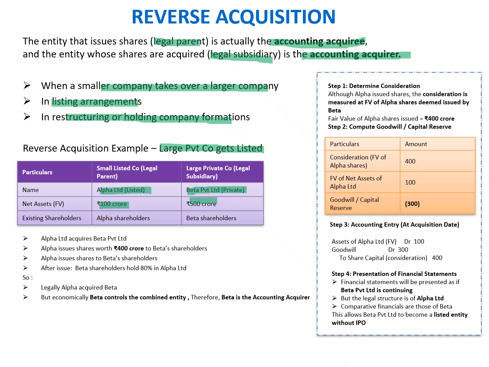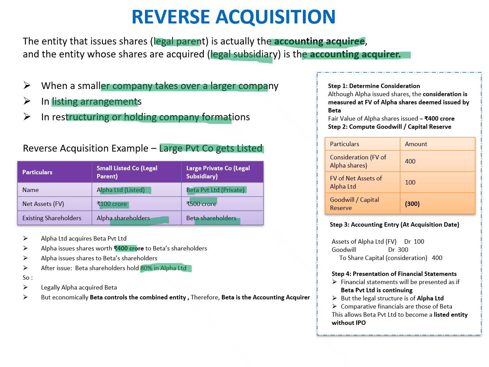The existing shareholders are the Alpha shareholders and the Beta shareholders. Now a transaction happens wherein Alpha Limited acquires Beta Limited. Alpha issues shares worth rupees 400 crore to the Beta shareholders, and after the issue, Beta shareholders hold 80% in Alpha Limited.